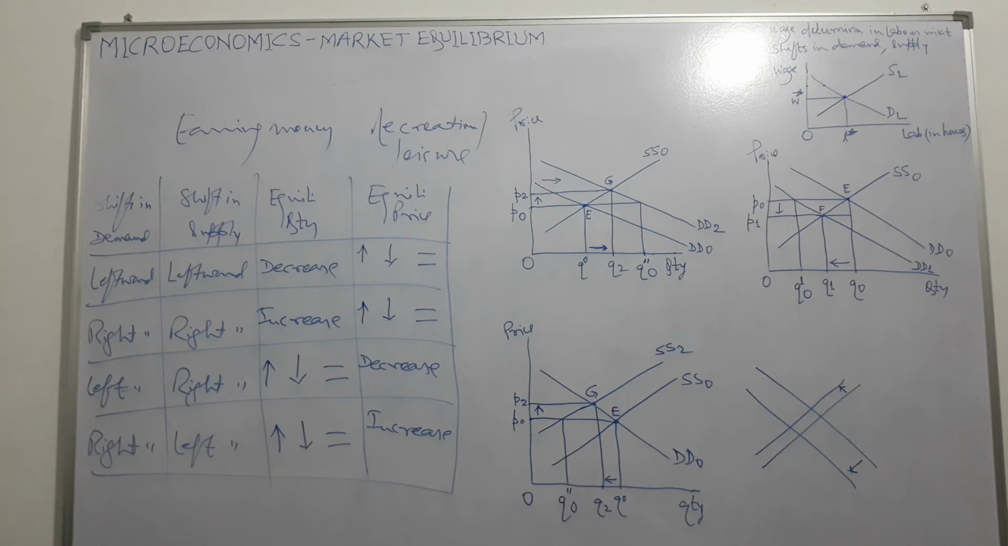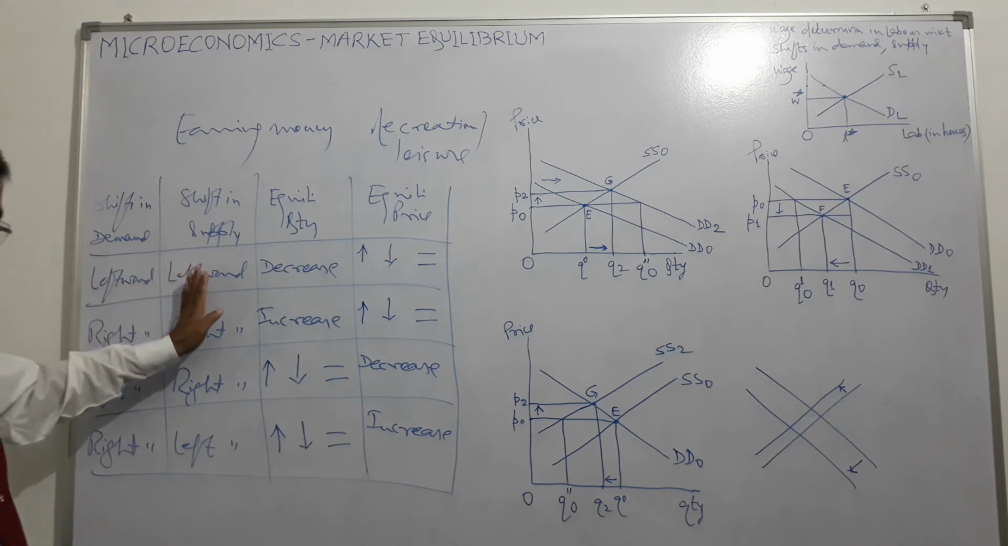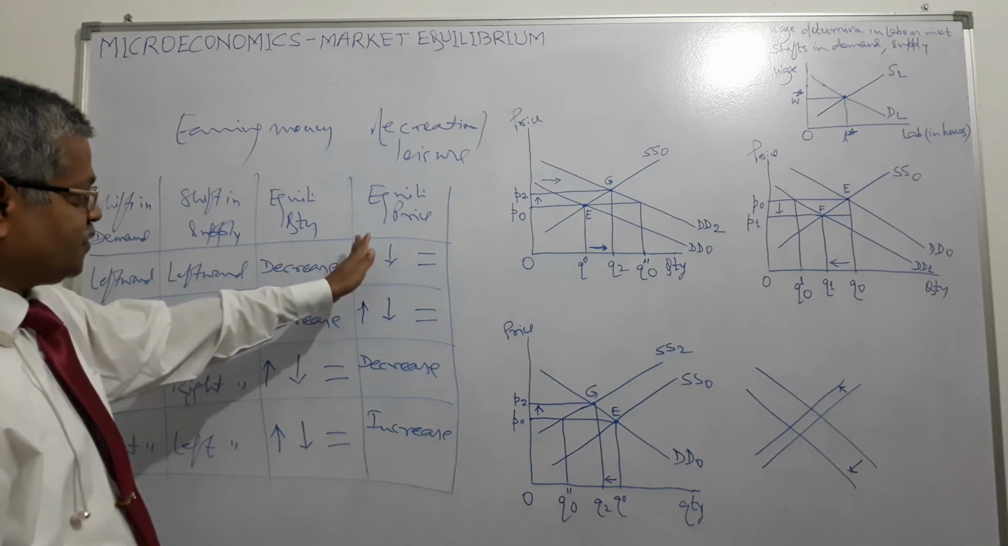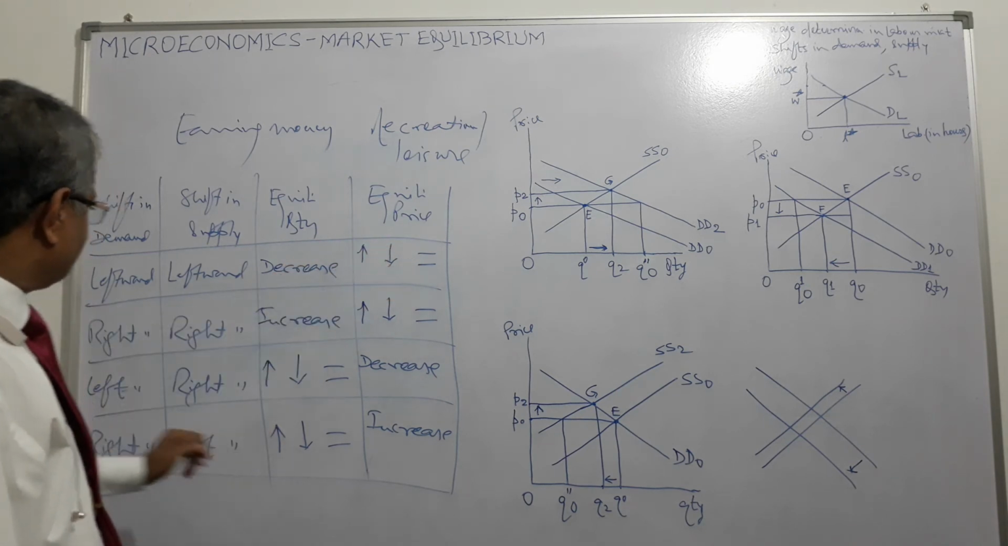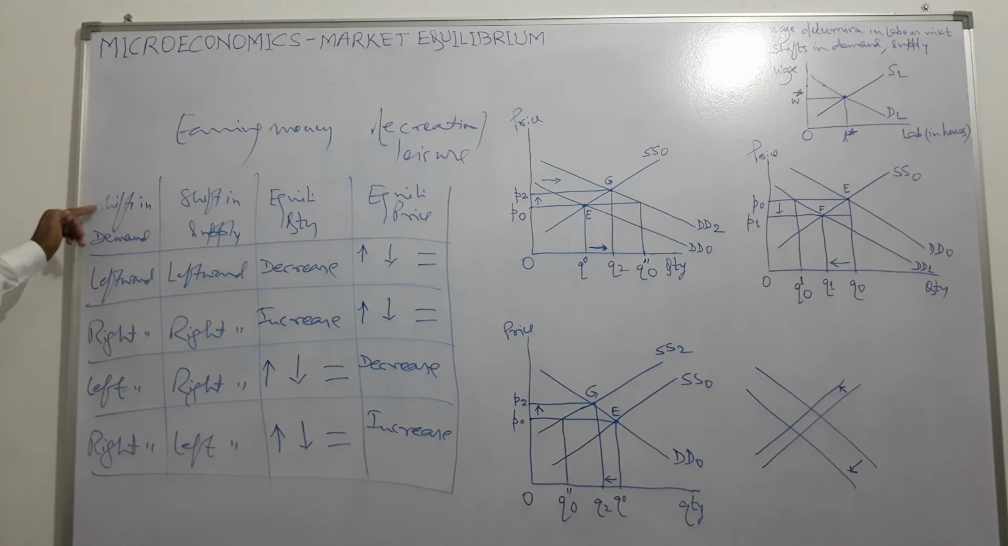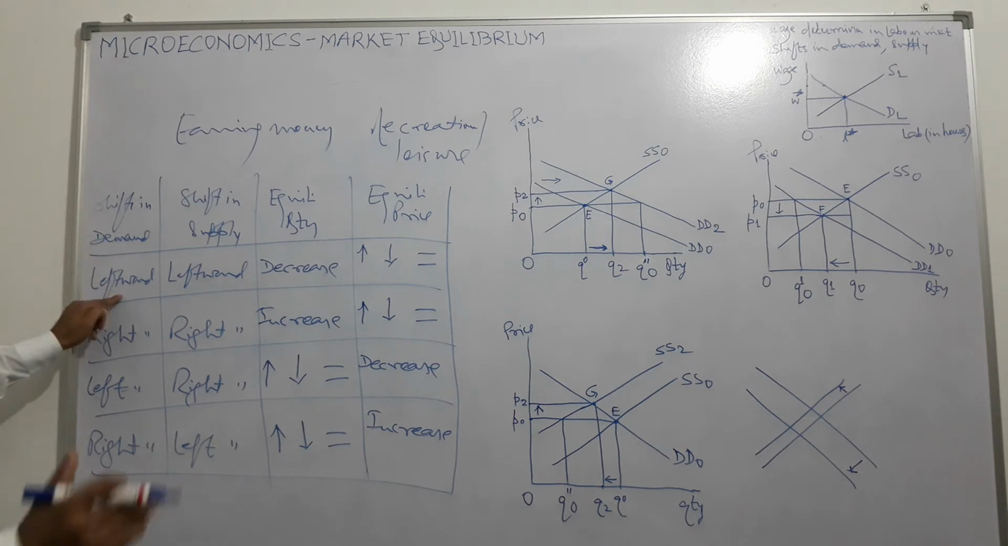Then the same thing has been explained in the diagram. You can very easily remember it. Left, left, right, decrease. Price may increase, may decrease, may remain the same. Right, right, increase. The moment you see the shift in demand is leftward, it means demand has reduced.